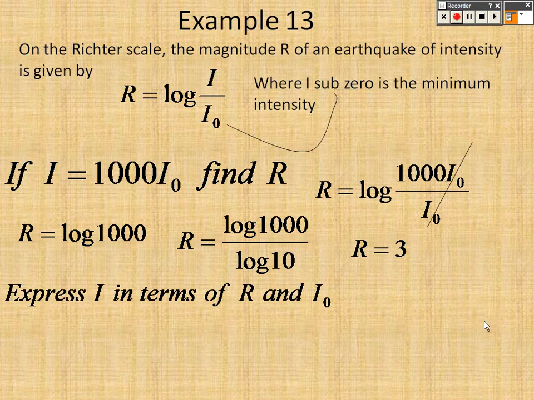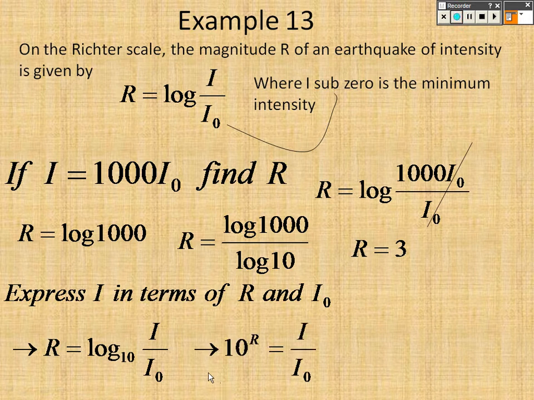So now it says express I right here in terms of R and I sub 0. So in order to do that, remember that's a base 10, so to get rid of this I do a giant 10, so it'd be 10 to the R and the log cancels out. And to get I by itself, I multiply by I sub 0 on both sides. So I get I sub 0 times 10 to the R equals I.